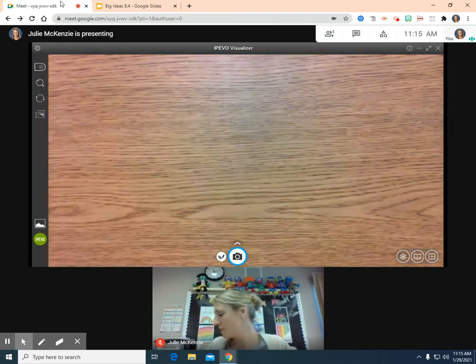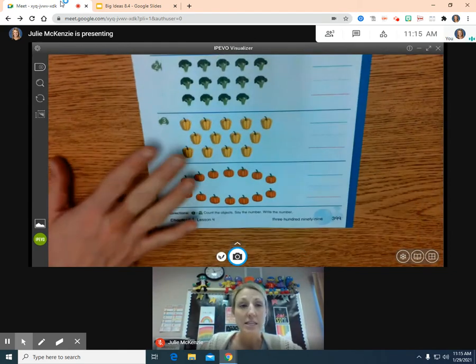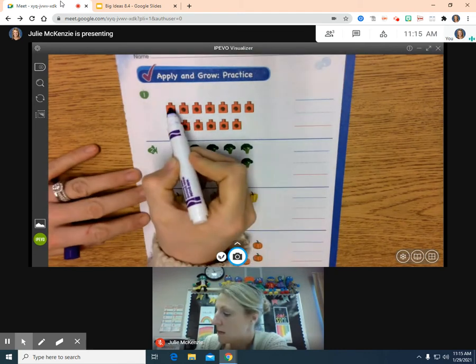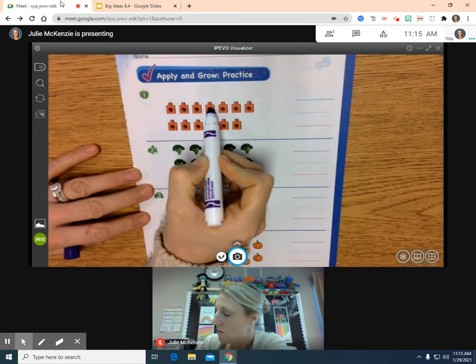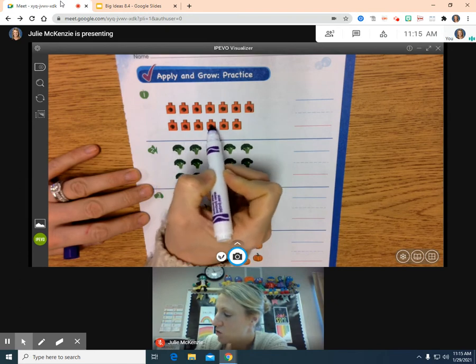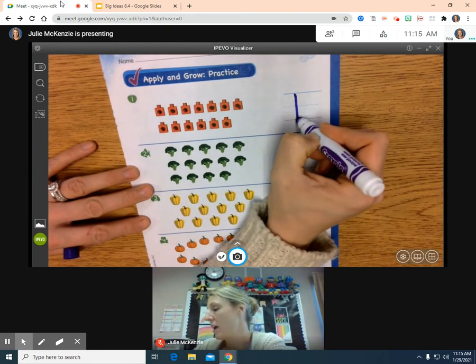Okay, let's do the next page. The next page has these cubes. Count the objects, write the number. Do it with me. 1, 2, 3, 4, 5, 6, 7, 8, 9, 10, 11, 12, 13. 13 looks like a 1 and a 3.